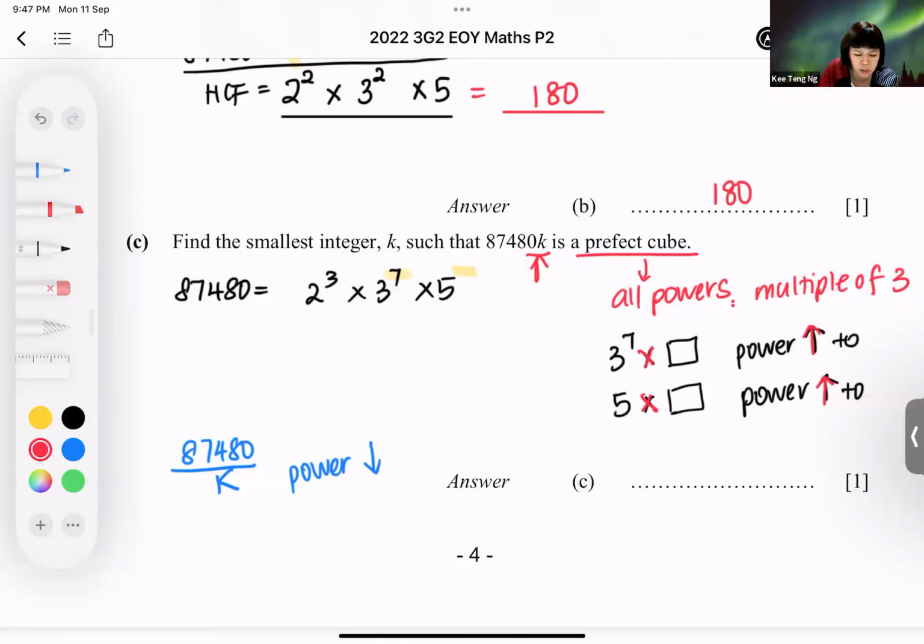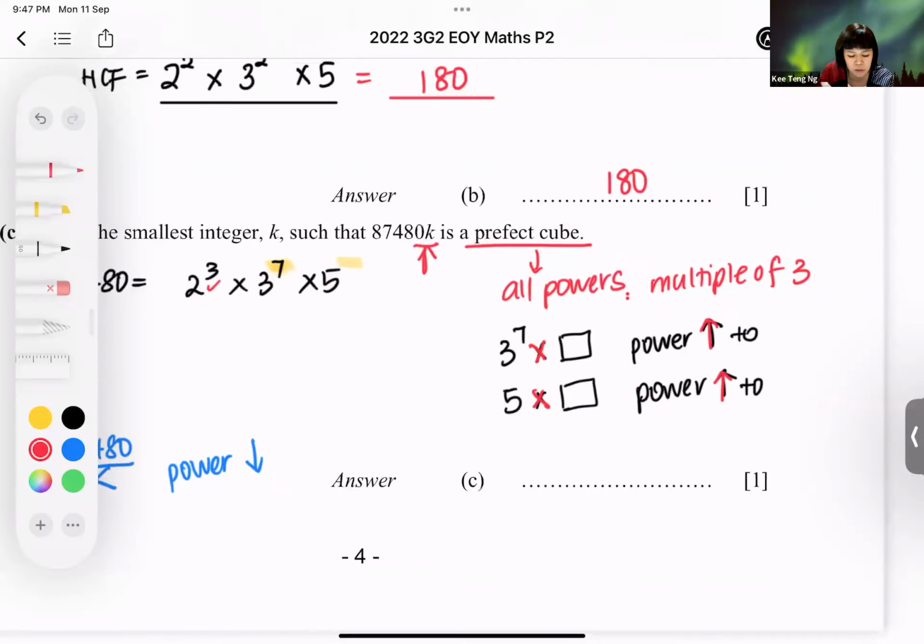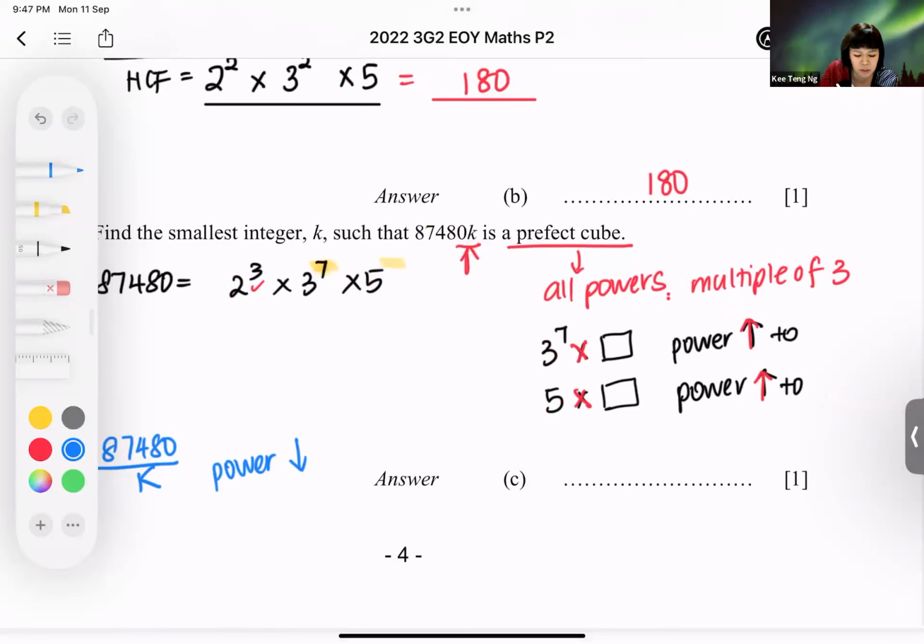Now let's take a look at which of the following powers are not a multiple of 3. So this one we checked already. 2 cubed is already a power that is a multiple of 3. Then the next one that we don't have will be 3 to the power 7. Now remember, I'm multiplying by something. So I need to check 3 to the power 7 multiplied by what can change the power to become a multiple of 3. What are multiples of 3? Multiples of 3 are 3, 6, 9, 12, and so on.